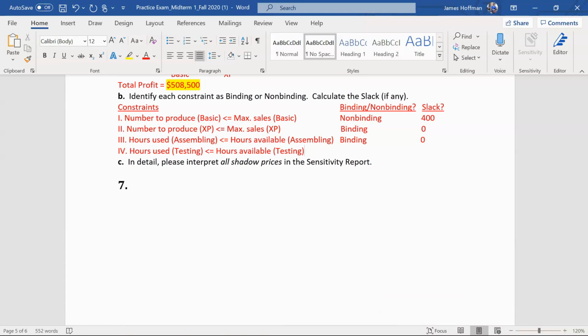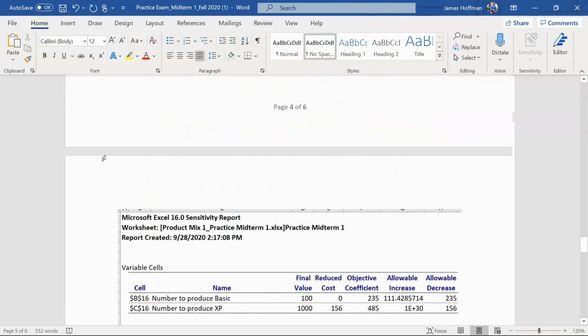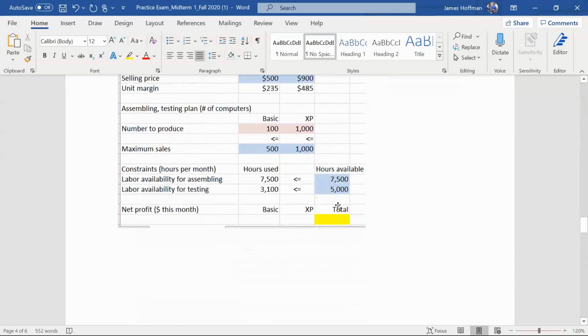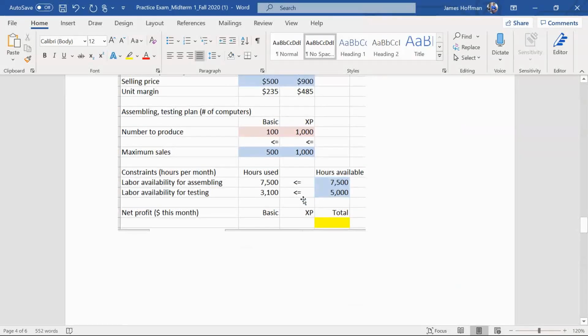Okay, last one here, the testing labor hour constraint. Okay, so this one is the other type. This is non-binding. See, we had 5,000 to use. We only used 3,100, so therefore this is non-binding. And the slack is the difference, which is 1,900.